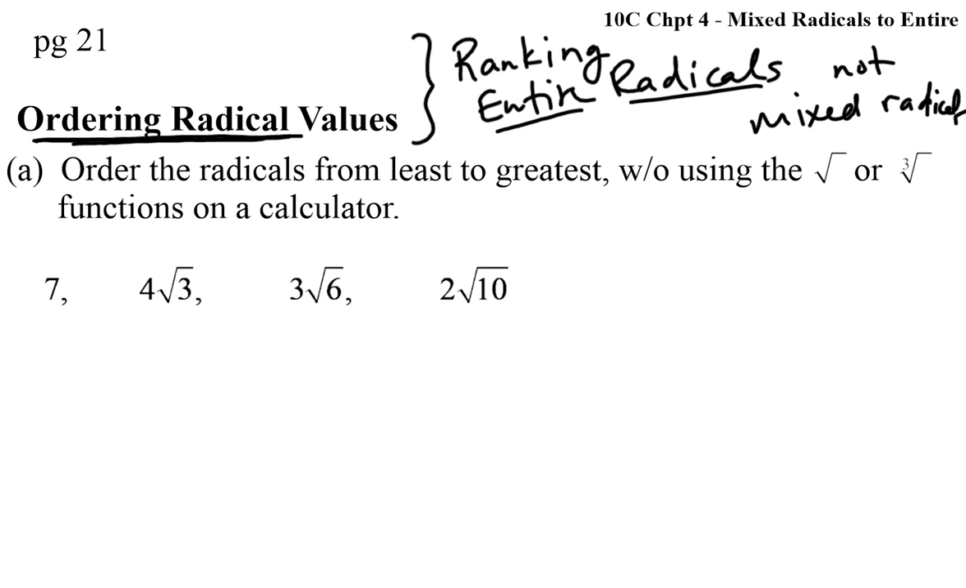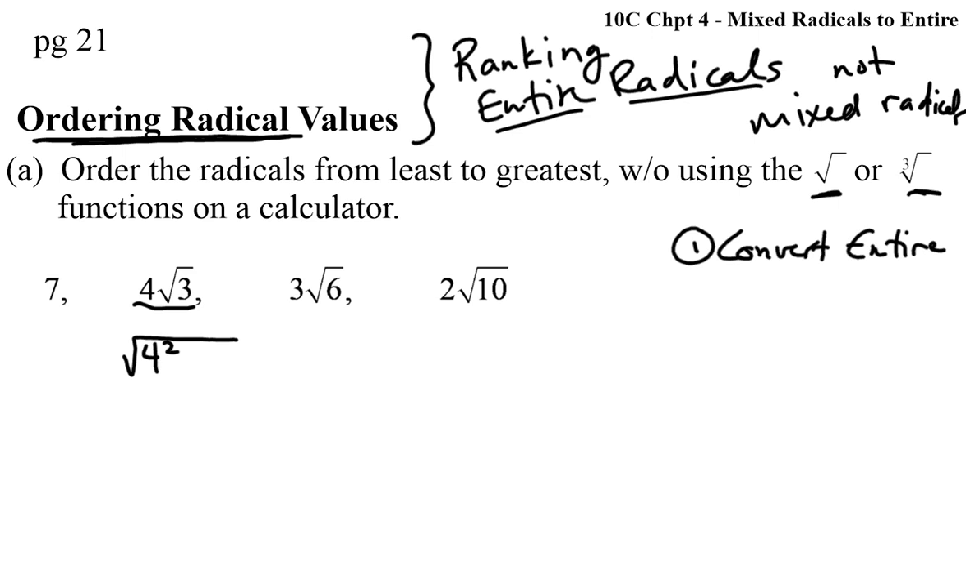Now it says without your calculator. You might need a calculator for support, but there's no way you should have to use a square root or a cube root button on your calculator. First thing we want to do is convert everything to entire radicals. So I'm going to do the 4 root 3 first. Square root, 4 goes underneath, so it's 4 squared times the 3. 16 times 3 gives us root 48.